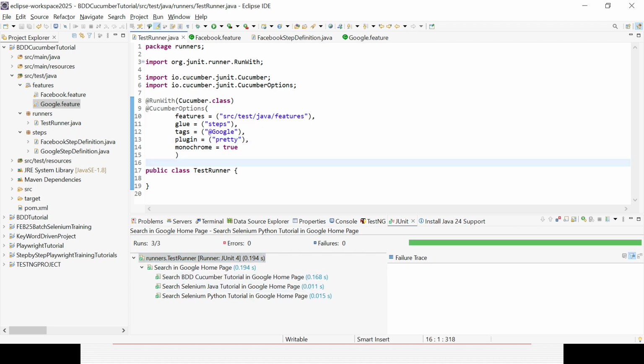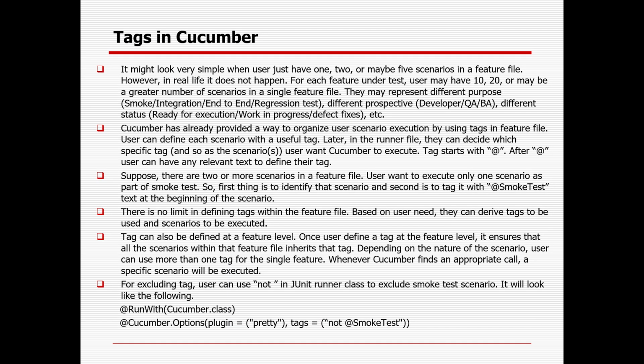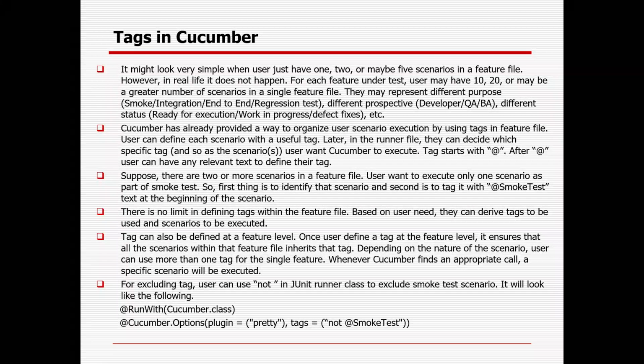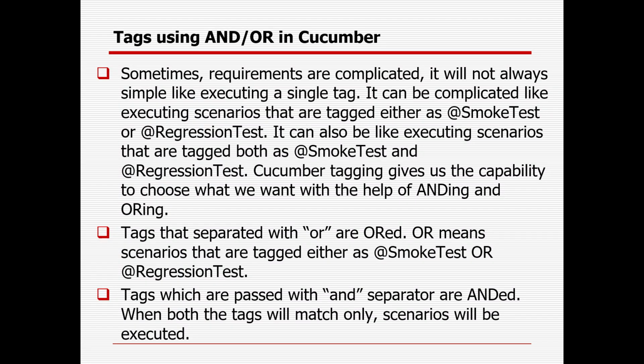So that is the way tags play a pivotal role to filter down the execution and only run the important test cases. So it is not always required to run all the test cases. Whatever is required, I can run based on my requirement. So all the part is already described here. Sometimes the requirement is complicated. It will not always be simple like executing a single tag. It can be complicated, like executing scenarios that are tagged either as mock test or regression test.